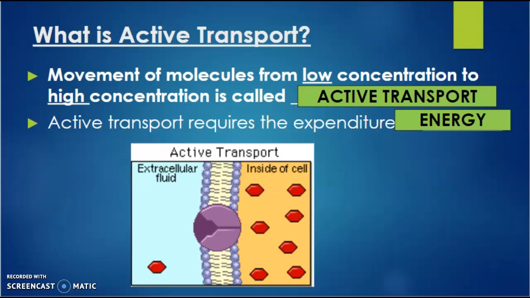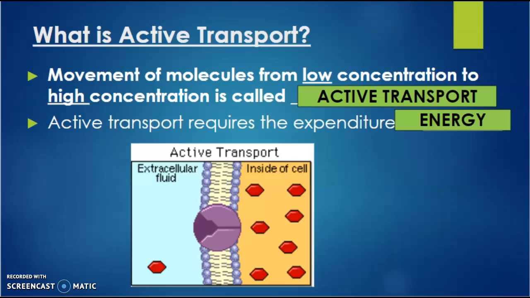So this is movement of molecules from a low concentration to a high concentration. What's happening? Inside of the cell, there could be a high concentration of sugar molecules, and outside of the cell, we have a low concentration of sugar molecules. Those sugar molecules that might move into the cell from the outside are moving from a low concentration outside of the cell to a high concentration inside of the cell. So our cells are using active transport.